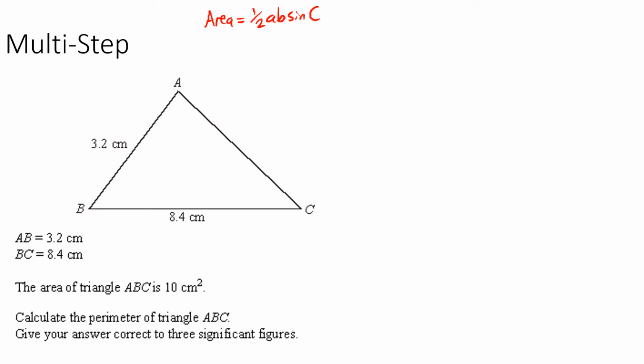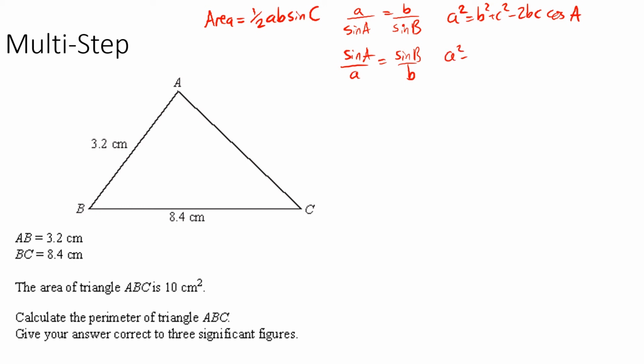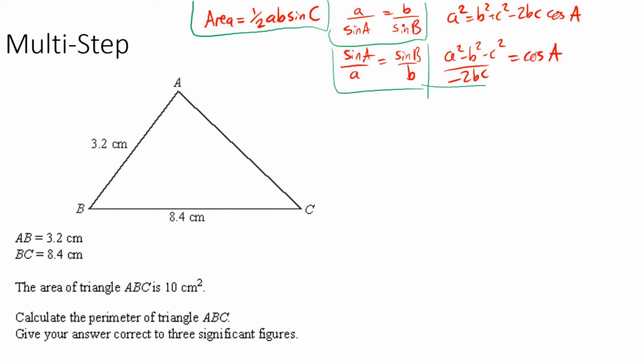So we've got half ab sine C for area. The sine rule, we've got a over sine A is b over sine B, or we can have the alternative, which is sine A over a equals sine B over b. And then the cosine rule, the two versions we've got are a squared is b squared plus c squared minus 2bc cos A, or a squared minus b squared minus c squared over minus 2bc is cos A. So just remember that you have to go into the exam with all of these five formulae somewhere in your head.